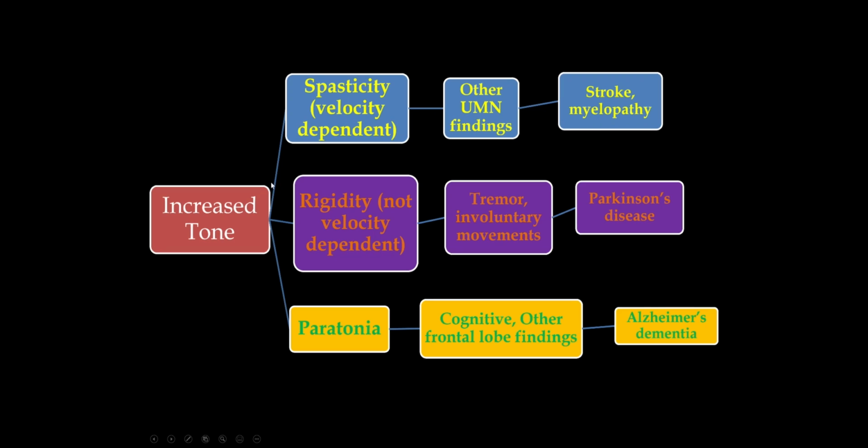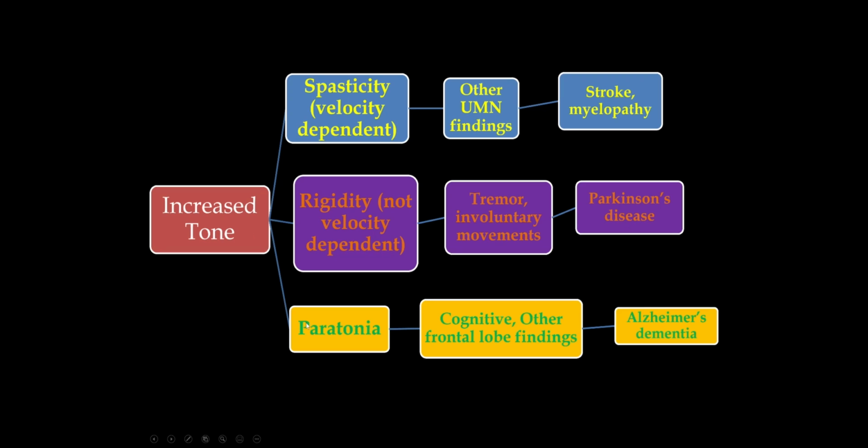Okay, our differential of increased tone would include rigidity. And so now the arm feels stiff, but it's not velocity dependent. It doesn't matter how fast or slow you move the arm, it's stiff throughout. This is generally seen with other types of movement disorders, so a patient will have tremor, other involuntary movements. Rigidity is something that we see with basal ganglia pathology, so Parkinson's disease would be just one example of something that would cause rigidity.